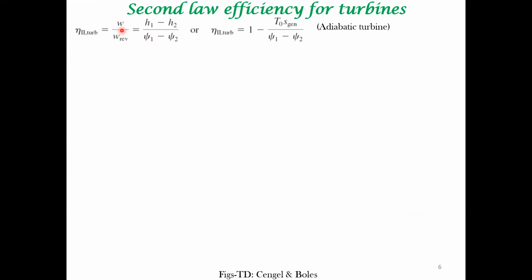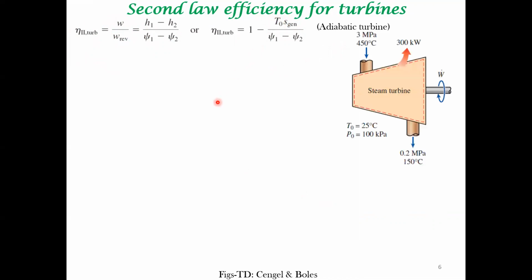And then you have the work for a flow system, the difference in enthalpy, because it's an adiabatic turbine. So that can be rewritten by equating exergy destruction with entropy generation. This expression we derived in the previous lecture.